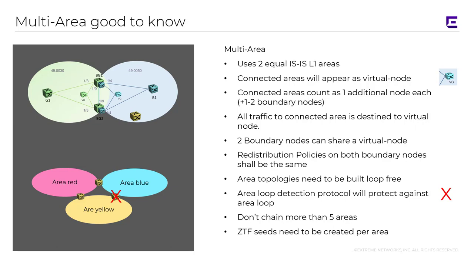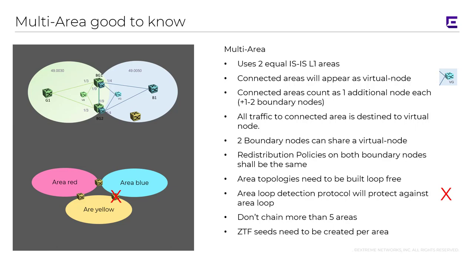Now, in the lower diagram, we can see reference to some of the lower bullets below. First of all, area topologies need to be built loop-free. That's an important design concept, so it's a good-to-know thing off the bat. So in the example here, we have three areas, and they're kind of ringed together. The node between area blue and area yellow will not come up because that's going to protect. So you don't have a ring, you have a chain.